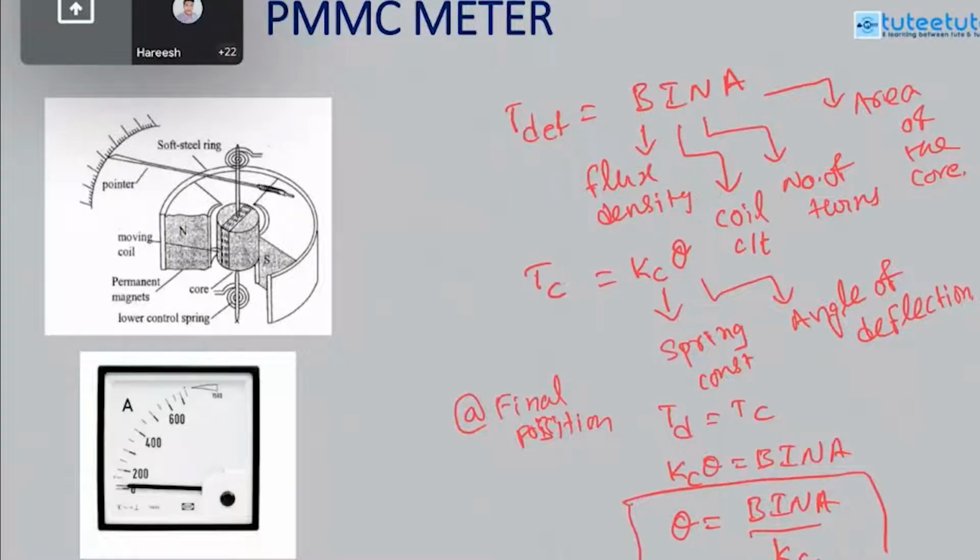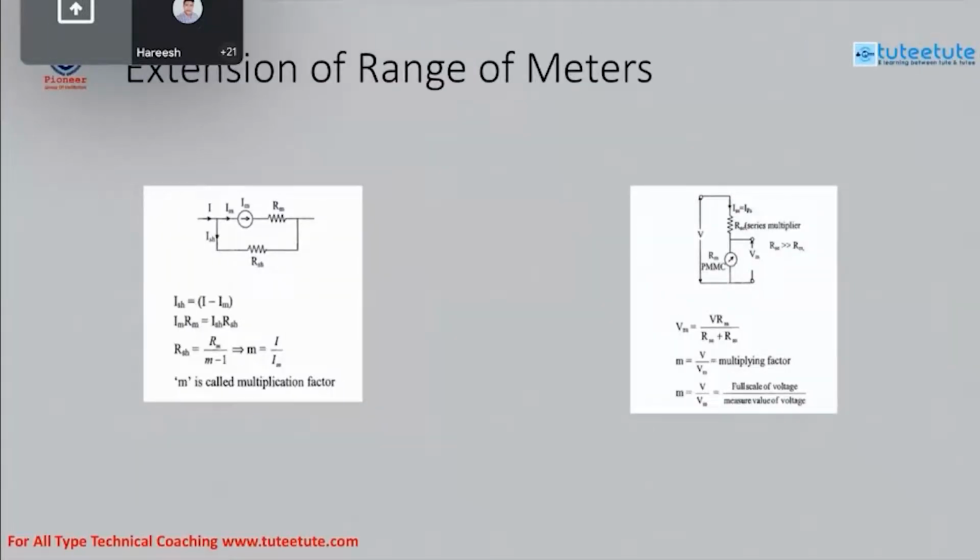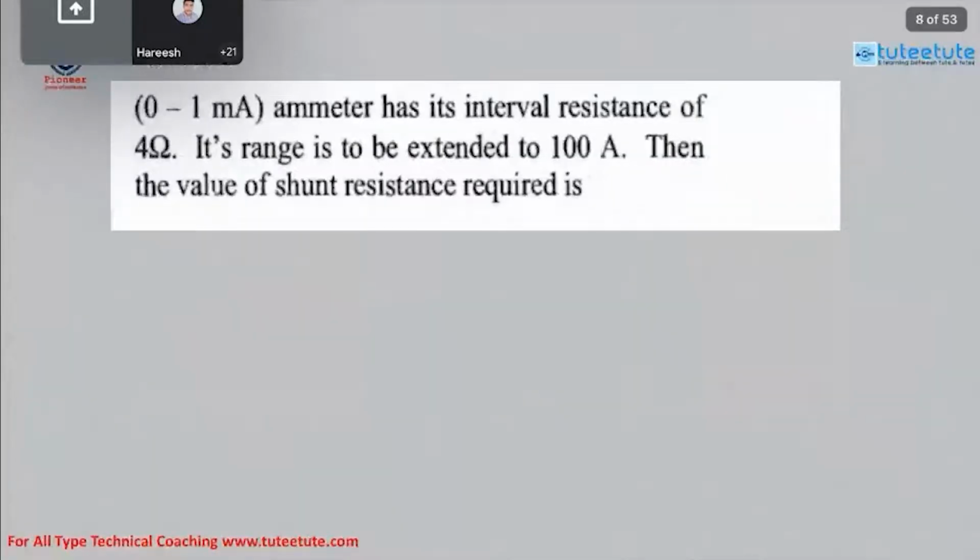Most probably you will get a theory question only, but in case they may ask about the relations. For example, if the spring constant is more, how will it affect our deflection, or if the number of turns increases, how will it change. Based on the relation also you can get a question. That's why I gave the formula. We also discussed the extension of range of meters in yesterday's class. We'll solve one numerical for each, so that we will understand the concept.